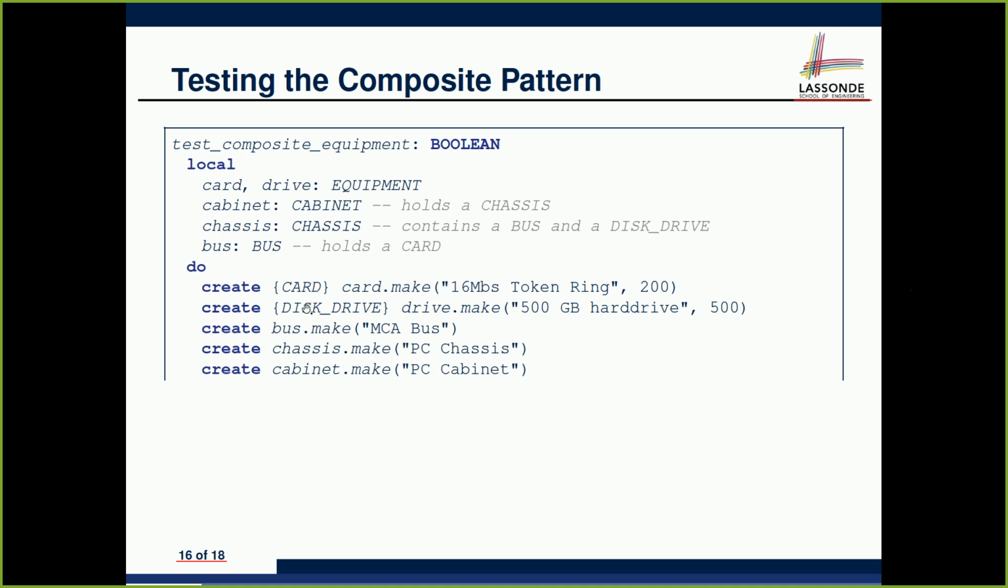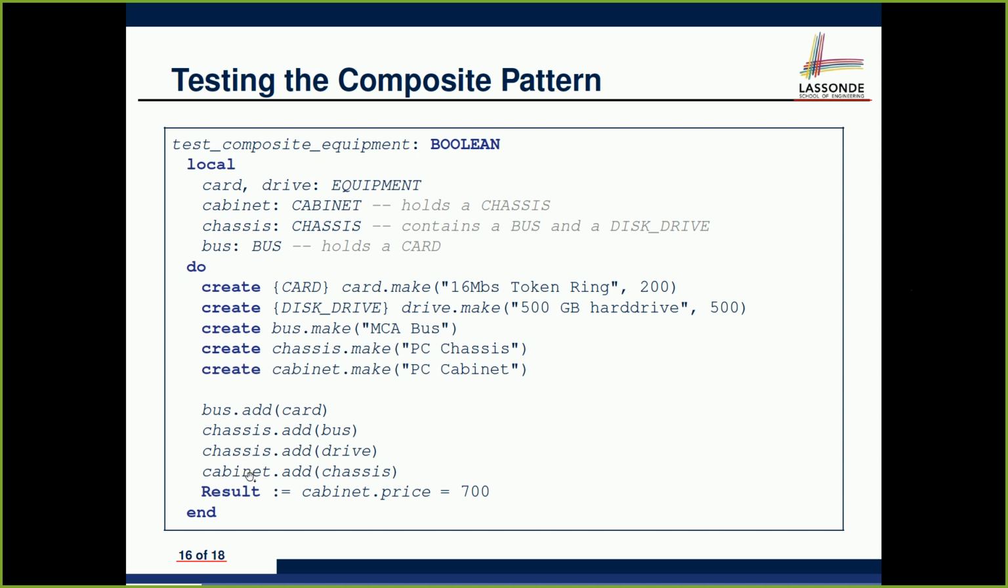Let's say we create cart, this drive, and also the bus, the chassis, and the cabinets. Create each one of them. Up to now, they have no connection with each other whatsoever. Then we're going to connect them by using add, rather than add child, but they have a similar purpose. I can add a cart into a bus, add a bus into the chassis, add a drive into the same chassis, and add a chassis into cabinets.